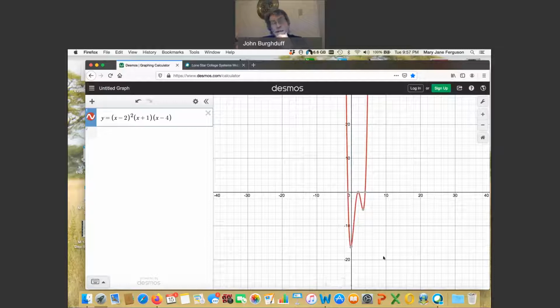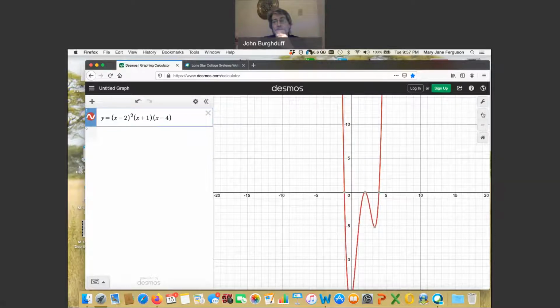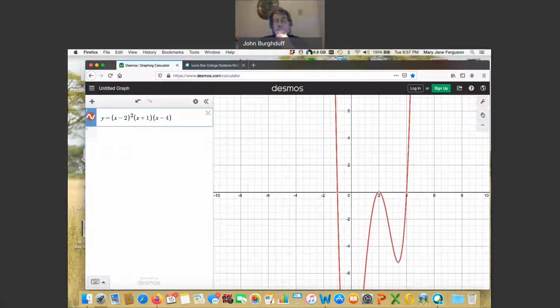Now I notice that this graph has some x-intercepts. I actually wanted to zoom back in so I can see them a little bit more carefully. They're really easy to see where they are right here. Notice that they are at -1, 2, and 4. And those are precisely the zeros of the polynomial function. And you may remember we've talked about in the past that the zeros of a function are the coordinates of the x-intercepts. So that's important.